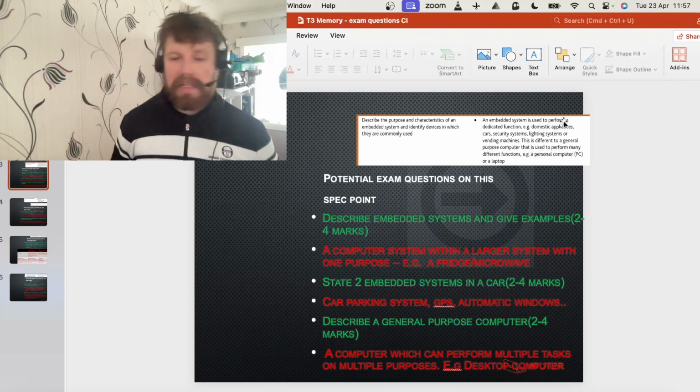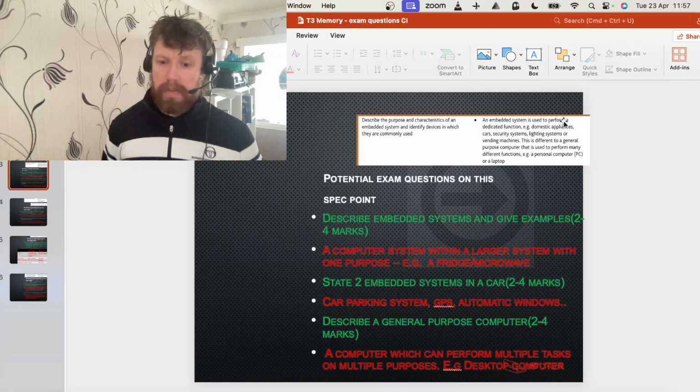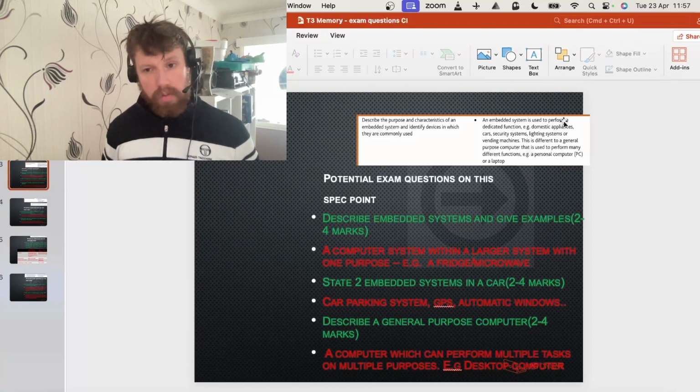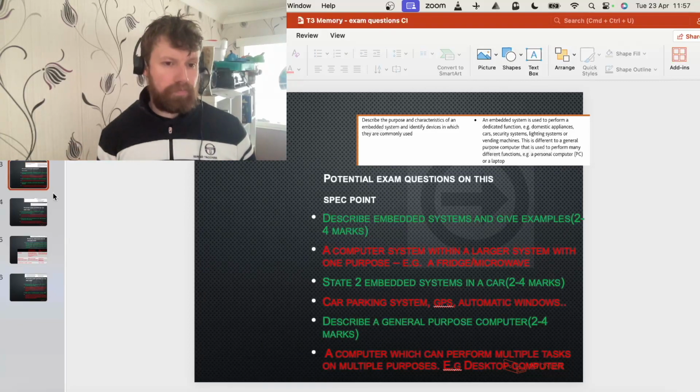The final one there is: describe a general purpose computer. A general purpose computer is the reverse of an embedded system. It performs multiple tasks for multiple purposes. This would be a desktop computer, and also iPads and tablets. That is what a general purpose computer is.